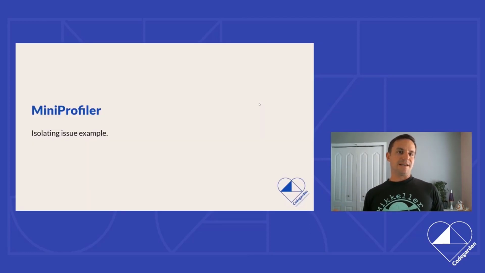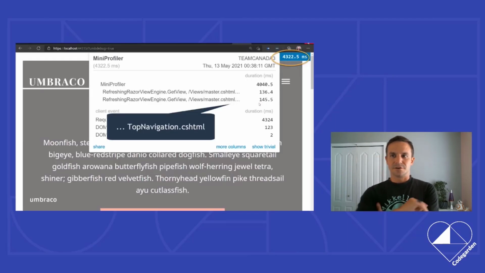So how do we isolate an issue with Mini Profiler? Let's have a quick look. So on the same screen, in the top corner, we see that this page has taken 4.3 seconds to render, which is a pretty significant amount of time. The screen's a bit small, but if you hover your mouse over each one of those steps, it'll actually show you the source of where those steps are coming from.